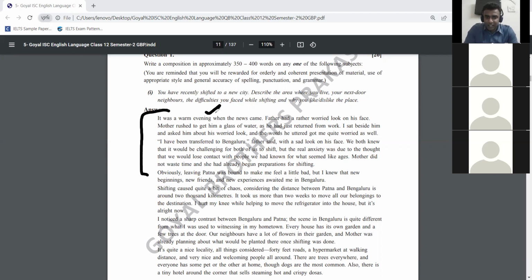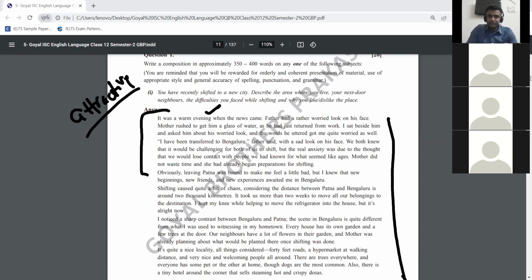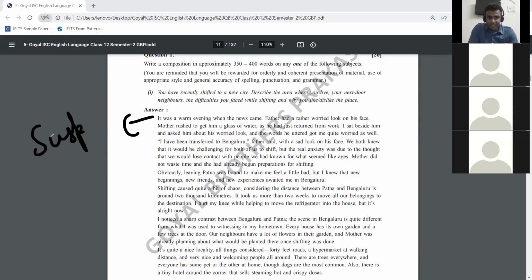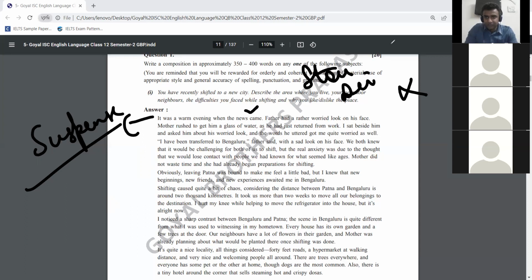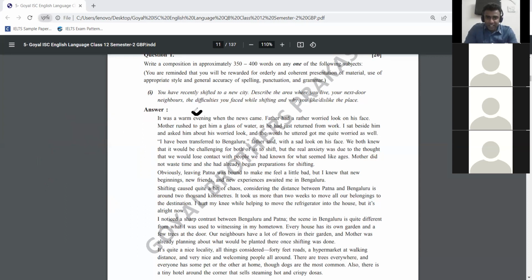This is how to start a descriptive essay. Look at the first line. It should be so attractive that the readers should be forced to read the entire essay. You have recently shifted to a new city. Okay, fine. It was a warm evening when the news came. Look at this, suspense created. In the beginning itself, suspense created. So write an essay accordingly. Create a suspense when it comes to story writing, descriptive writing, not narrative or argumentative. Do not use such sentences when you write descriptive essays.